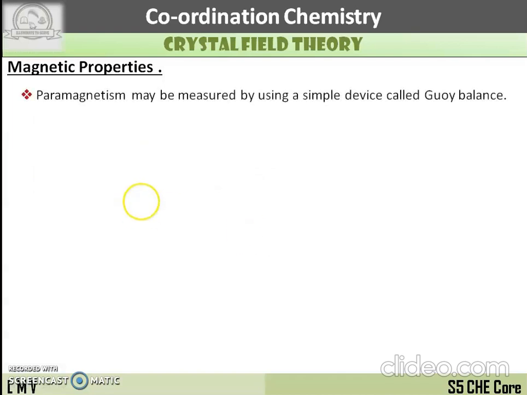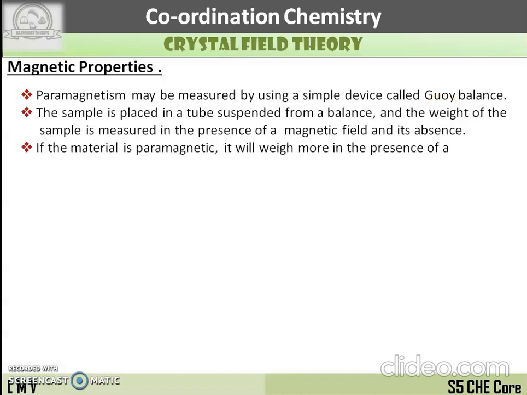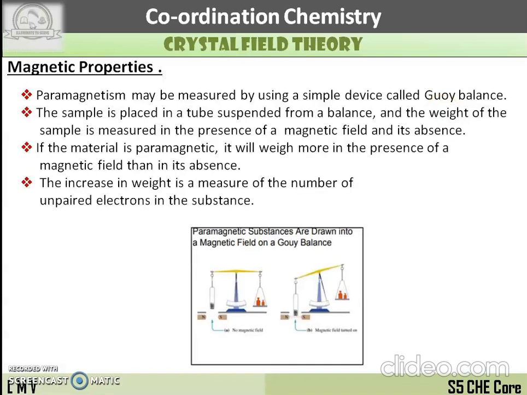So this paramagnetism can be measured by using a device called Gauss balance. It is a simple device actually. I'll show the picture. This is a Gauss balance. You can see it is simply a balance, and on one side we keep the weight and on the other end we keep a small vial where the complex is placed. The complex will be placed in this plate and the weight will be in this plate. And the complex will be suspended between a bar magnet. Here you can see the north and the south poles.